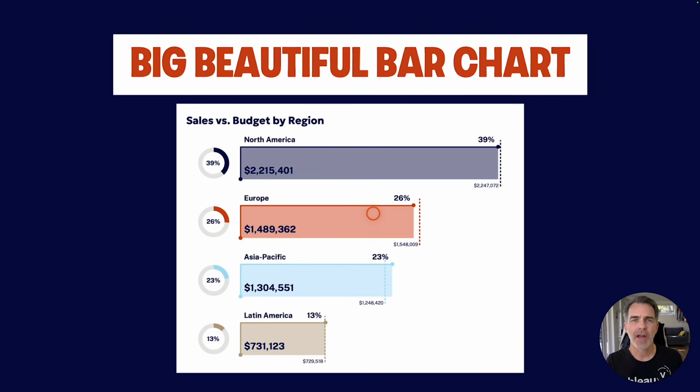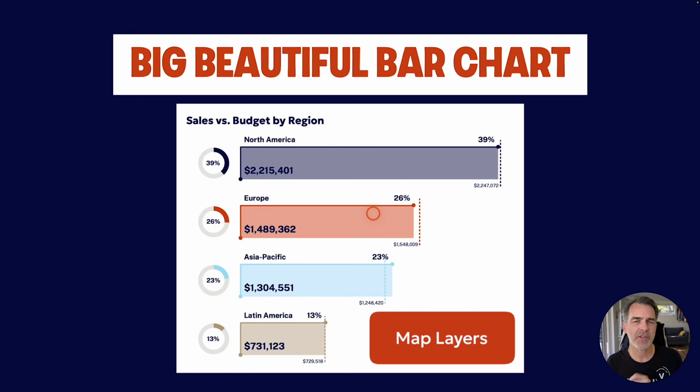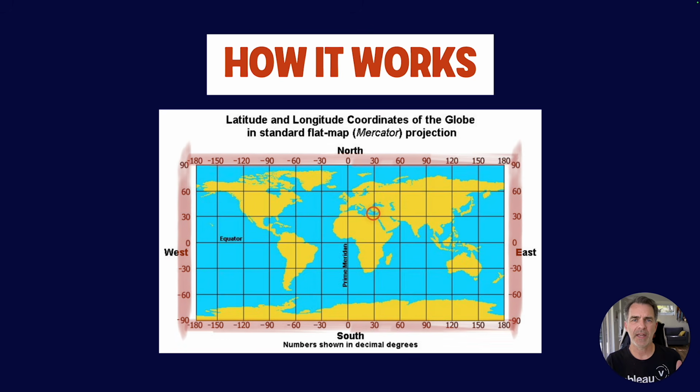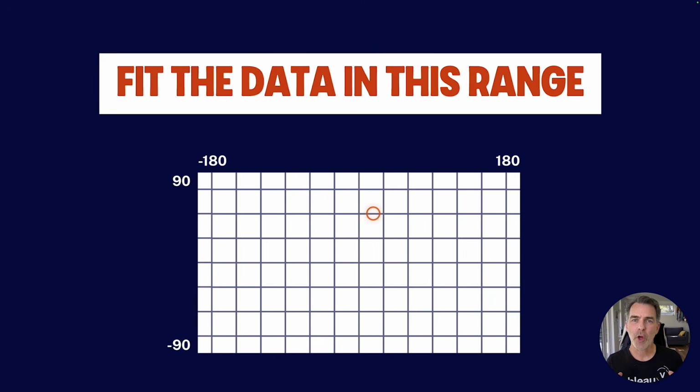In this video, I'm going to show you how to build this big, beautiful bar chart. We'll build this with map layers, but first, let me explain to you how it works. Now with map layers, all you have to do is picture the Earth being flat. And notice how the latitude goes from -90 to 90, and the longitude goes from -180 to 180. Well, as long as you can fit your data in that range, then you can build anything in Tableau.